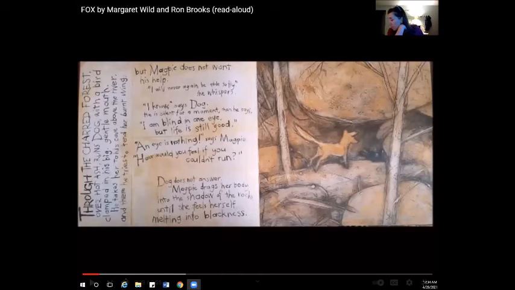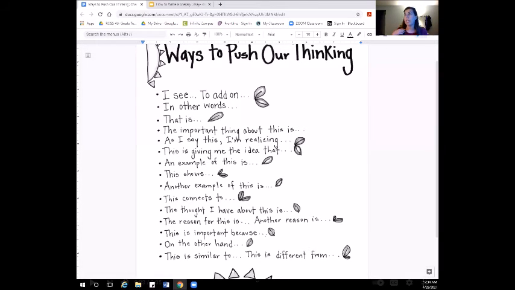So I would like you to think about this and then coach ourselves into using some of our sentence stems, the ways to push our thinking, so that we can go a little bit further into our thoughts about Magpie and what she is saying and what her character is showing us in this story. What sentence stems can you use? What thoughts can you extend when you are thinking about these words that Magpie said?